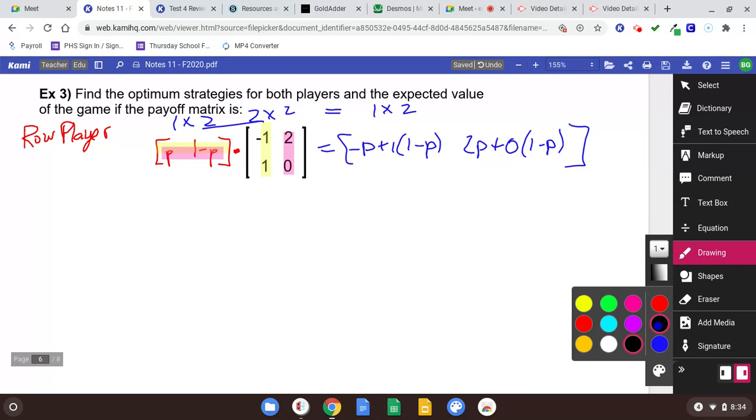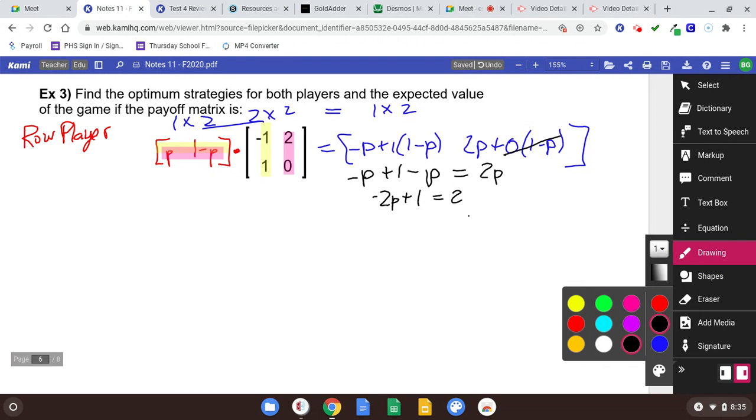So let's clean this up a bit. I've got negative p plus 1 minus p is going to equal 2p, and then that 0 is going to zero out. So just clean up each of those expressions and set them equal to each other. Write small, use your space. So solving this, I've got negative 2p plus 1 equals 2p. Just do what you'd always do to solve the equation. I'm going to add this 2p over. I get 1 equals 4p. And so p must equal 1/4.